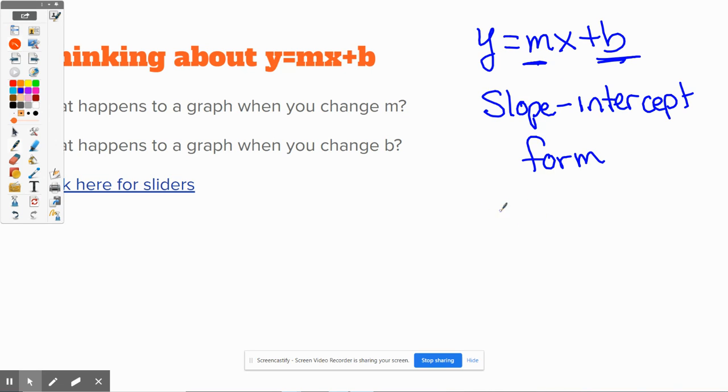I frequently tell my kids all you need is m and b. If you can find m and you can find b, then you can write the equation of a line. But what do these values represent? Well, m is slope and b is y-intercept. But what does that do?